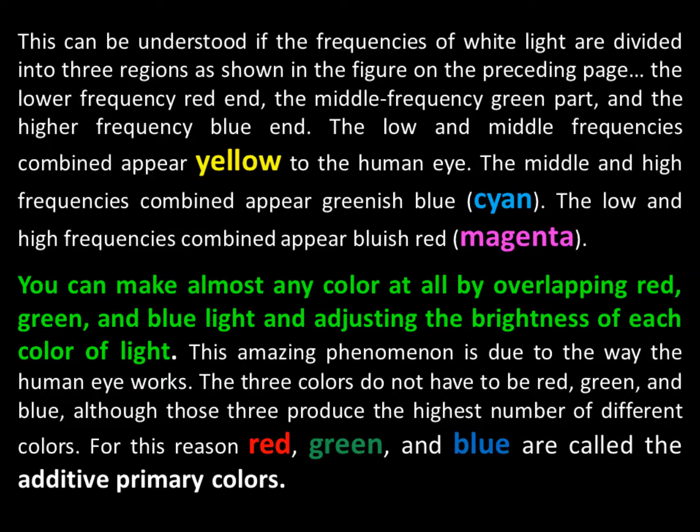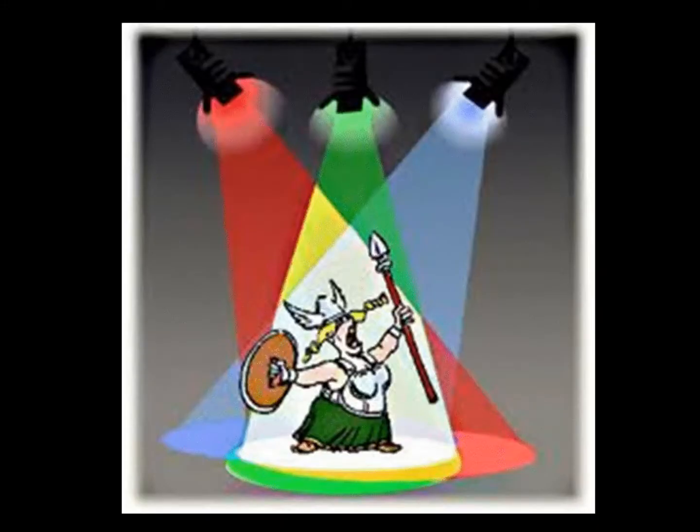The three colors do not have to be red, green, and blue, although these three produce the highest number of different colors. For this reason, red, green, and blue are also called the additive primary colors. Here is a picture of a stage star under the three lights and all the colors that exist as a result of that.